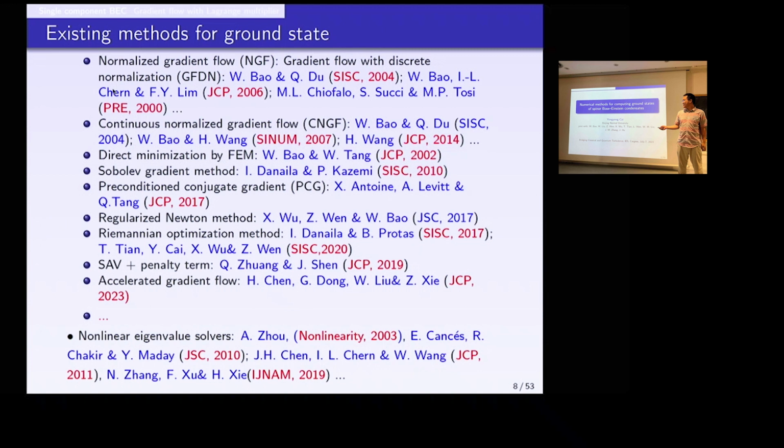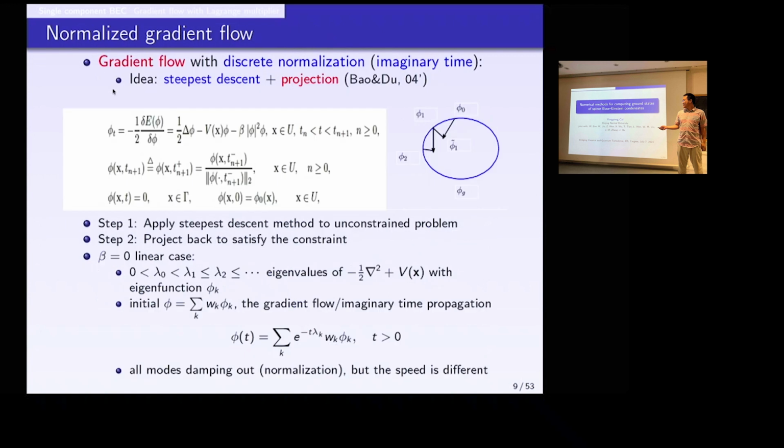So our talk will be based on this imaginary time propagation, or this normalized gradient flow approach. So let's review what the idea of the imaginary time propagation is. The basic idea is that we first propagate the solution in the imaginary time of the GP equation, then do projection to satisfy the constraints. So this was a simple idea.